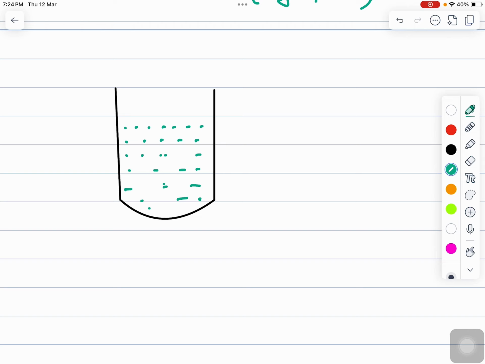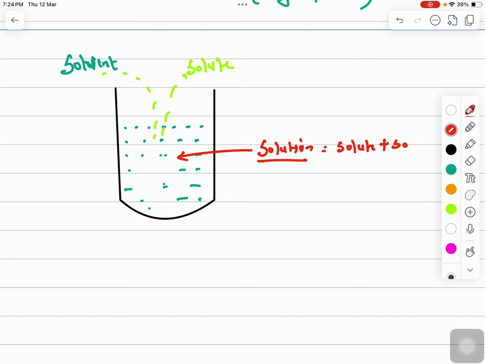So let's say this is the solvent, and then if you are adding a solute here, this is your solvent, solute, and then this will be called the solution. So the solution will be made up of solute plus solvent. The fundamental difference between the solute and solvent is that the component which is present in the lesser quantity is called the solute, and the component which is present in the larger quantity is called the solvent.